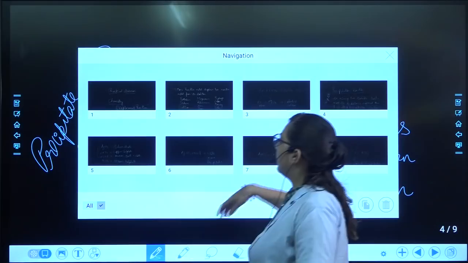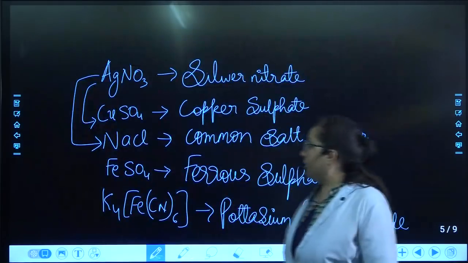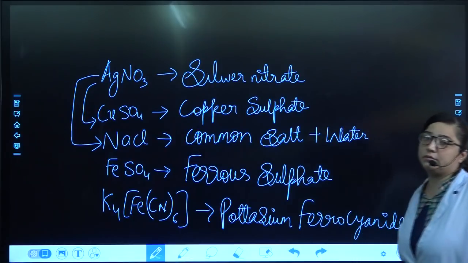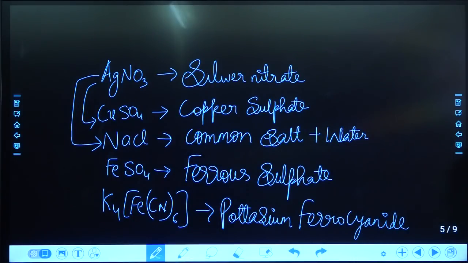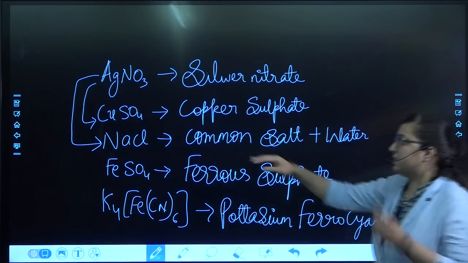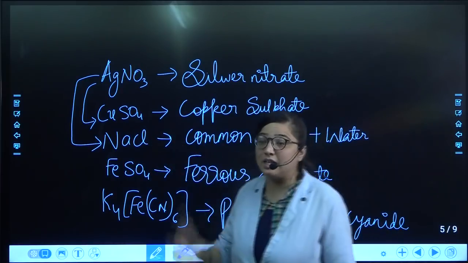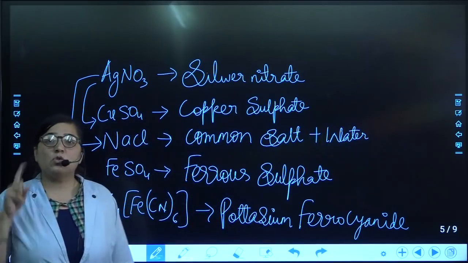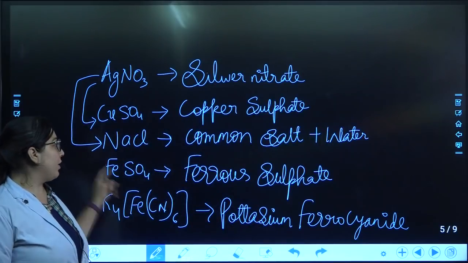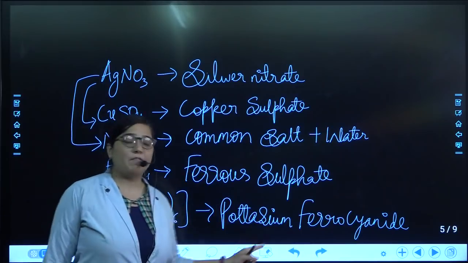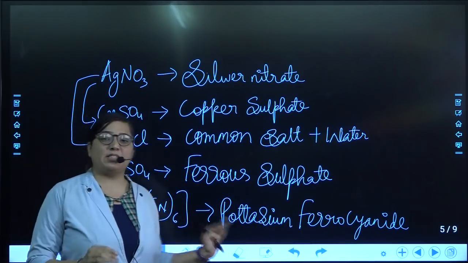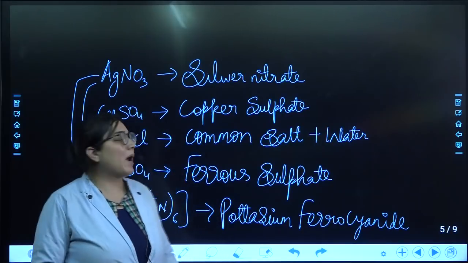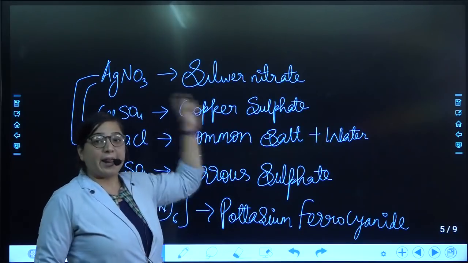Next, write down the name of all these compounds. AgNO3 is called silver nitrate. CuSO4, copper sulfate. Common salt NaCl, sodium chloride. FeSO4, ferrous sulfate. K4FeCN6, potassium ferrocyanide. Just for the sake of this practical, only remember these names.